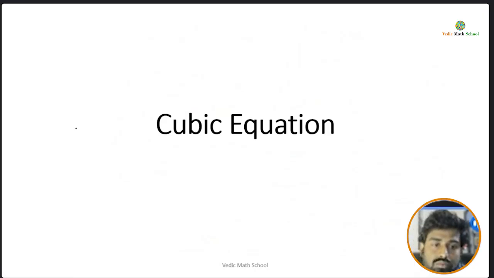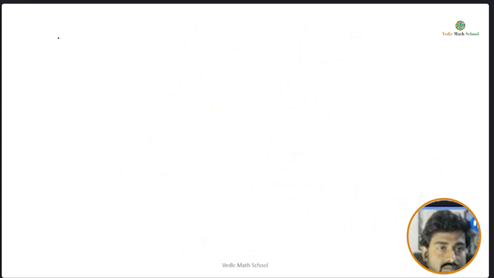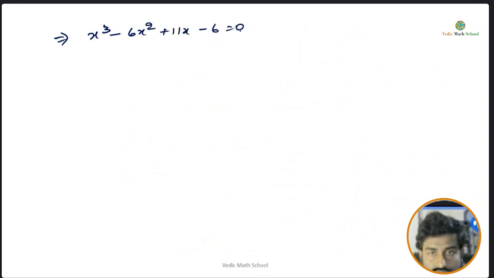Now coming to the cubic equation. In this cubic equation, there is a power of 3, and that we are going to discuss. So let's take one example here. The example is x cube minus 6x square plus 11x minus 6 equal to 0.